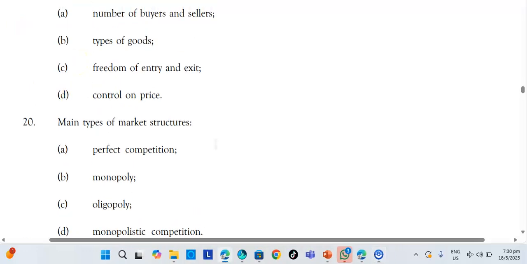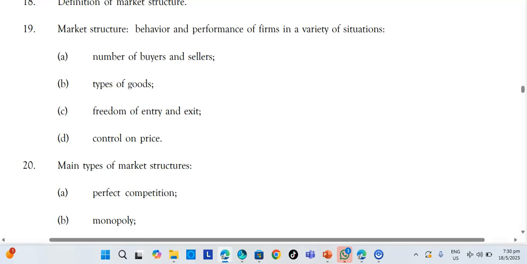Now we're going to go back to objective 19, which talks about market structures. Now we know what the market structures are, and we're going to look at the behavior and performance of firms in a variety of situations. So let's look at the number of buyers and sellers. When we talk about market structure, we're talking about the number of buyers and sellers in a market, and the key factors that shape how firms behave and how prices are determined. So we're going to look at the different market structures, the number of sellers, the number of buyers, and examples.